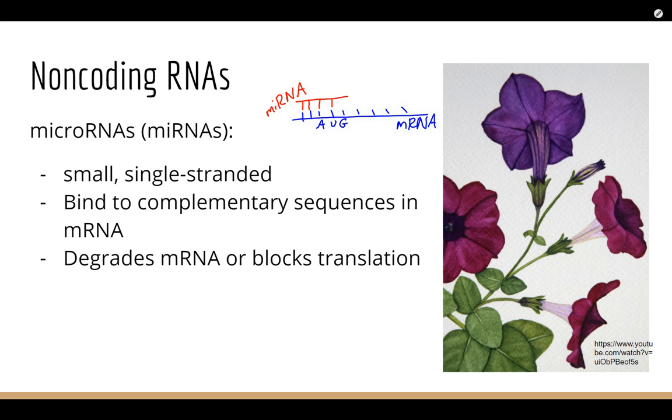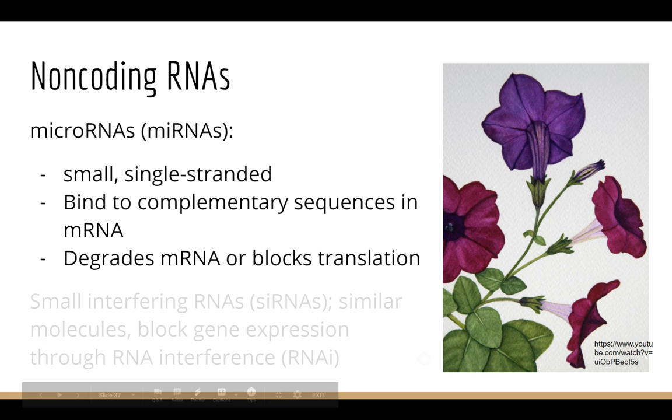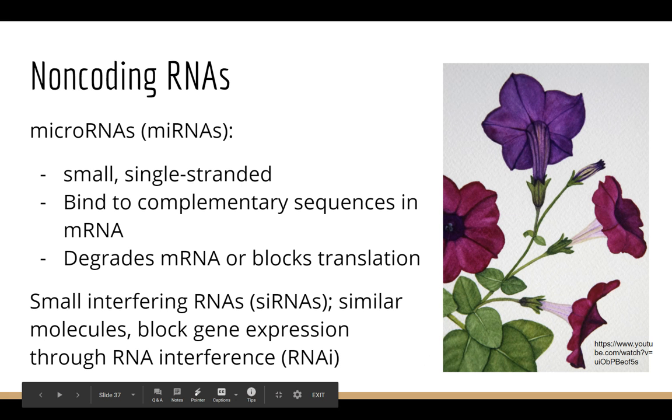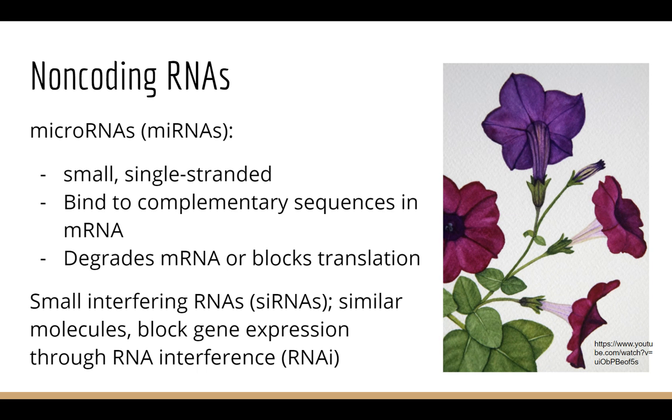And that can be a permanent thing, where the mRNA can then just get broken down so it never gets translated, or it can be a temporary thing where the microRNA detaches and comes off and then later allows it to be translated, okay? There are also these other ones called small interfering RNAs. They're similar, they're small, single-stranded RNA molecules, and they can block gene expression through a process called RNA interference.